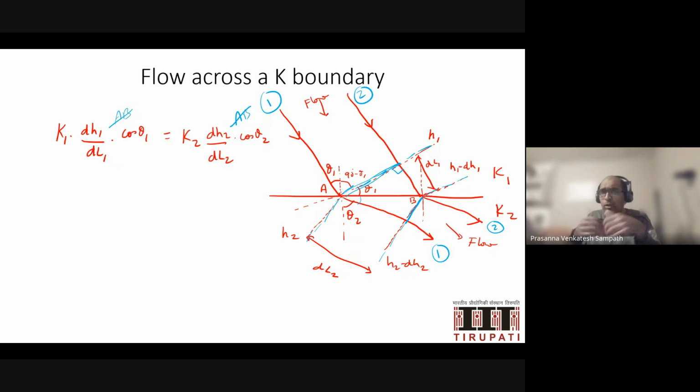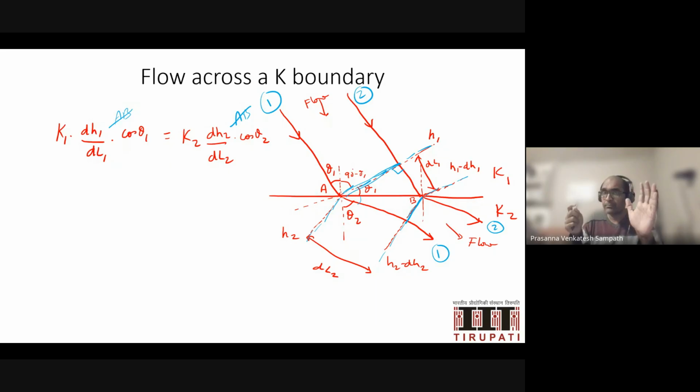And if H1 and H2 are one and the same, then H1 minus DH1 will be the same as H2 minus DH2. They are equipotential lines, which means DH1 and DH2 are one and the same, correct? DH1 must be the same as DH2. The difference in heads between the two equipotential lines in zone 1 must be the same as the difference in heads between the same two equipotential lines in zone 2. Although the distance between them is different, the head difference between them will be the same.